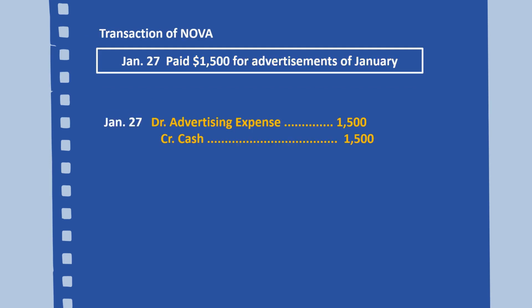In this transaction, Nova paid cash to consume the advertising service, so we should recognize the expense while reducing the cash balance. It's a double entry dance, with a debit for the advertising expense and a credit for cash.